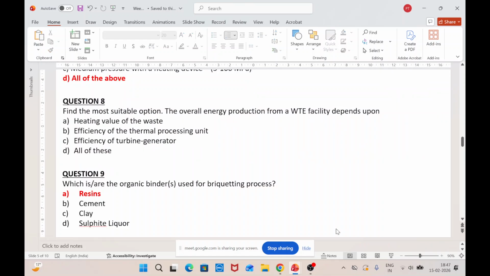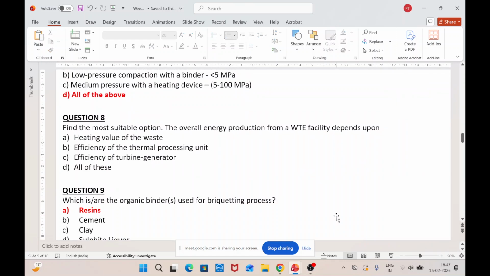Before we move on, any questions so far? I did ask one question in between. Why should these briquettes be kept under dry conditions? Any answers for that question?